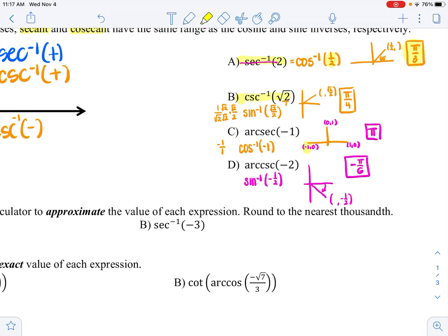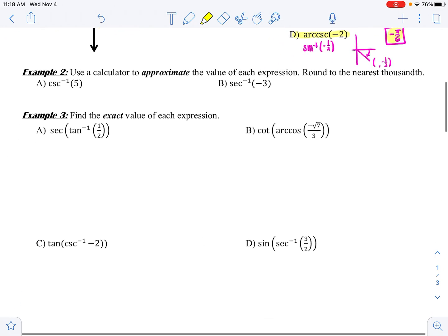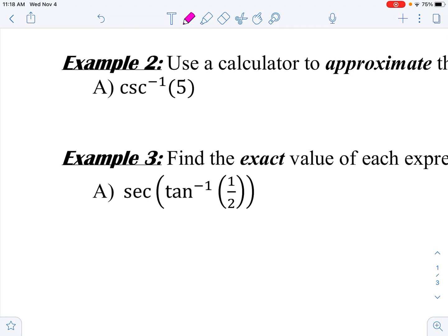One thing I want you to notice, and I meant to highlight, is that inverses find you angles. So if I'm asking you for an inverse, I'm asking you for an angle. All right, next it says use the calculator to approximate the values of each expression.